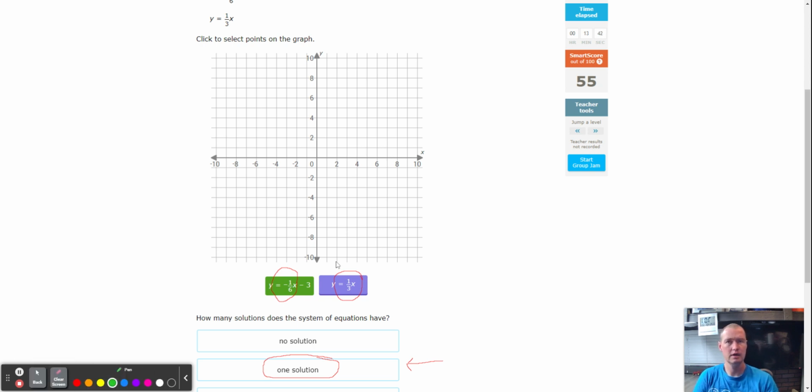Green equation. -3, which is our y-intercept, down 3, and lands right there. And the slope, down 1, right 6: 1, 2, 3, 4, 5, 6, lands right here. All right. So green equation is there. Click there, click there.